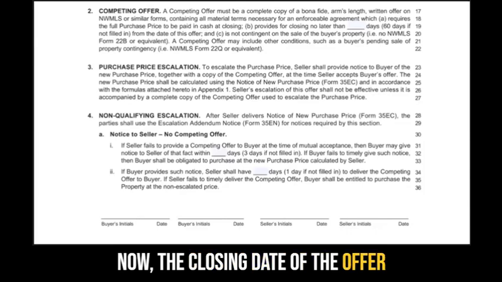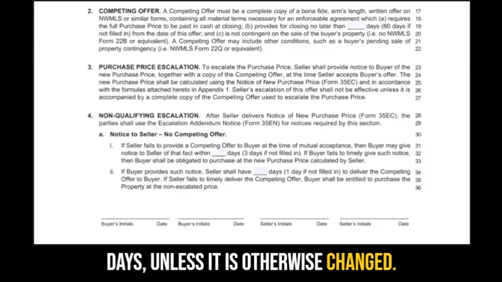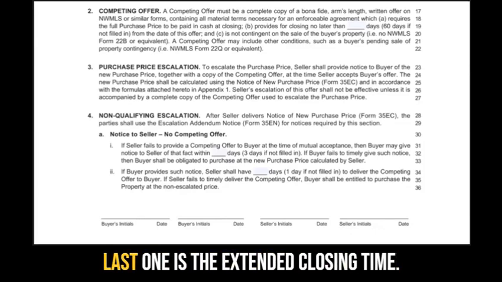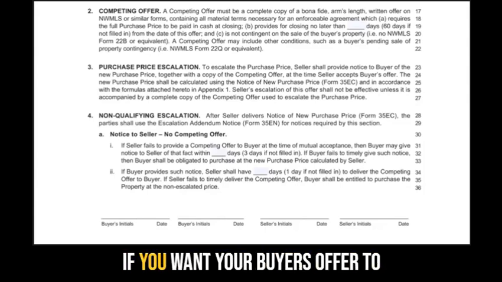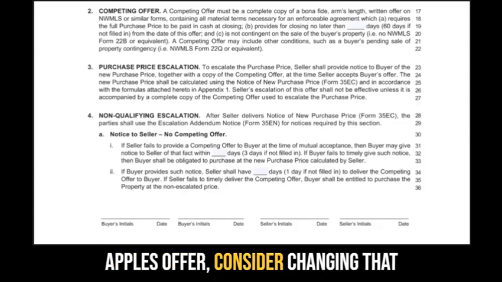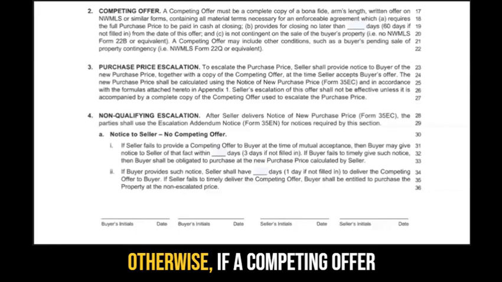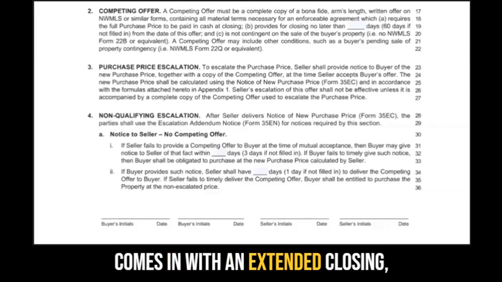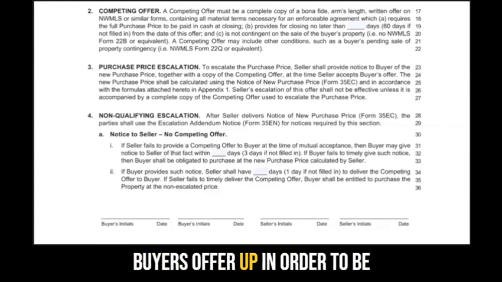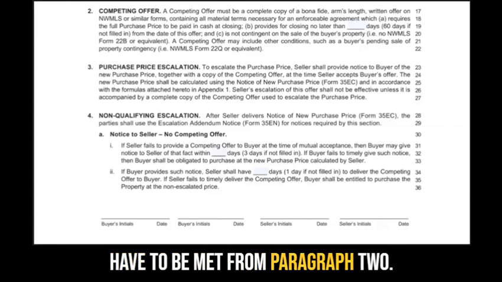Now, the closing date of the offer being used to escalate defaults to 60 days unless it is otherwise changed. And as we all know in our market, 60 days is a very extended closing time. So if you want your offer to be compared to a similar apples-to-apples offer, consider changing that number from its default of 60 days. Otherwise, if a competing offer comes in with an extended closing, it can be used to escalate your buyer's offer up. In order to be used for that escalation, all the requirements from paragraph 2 have to be met.